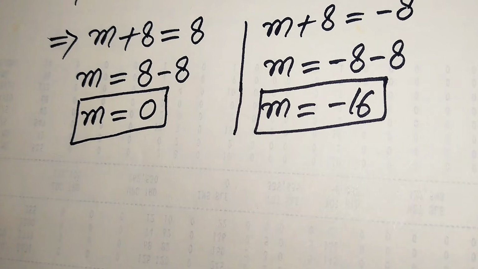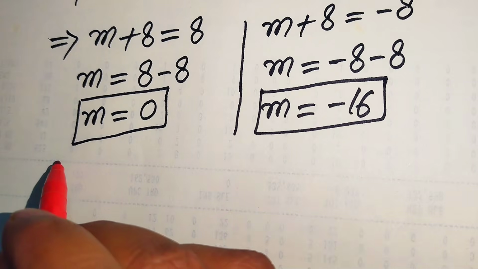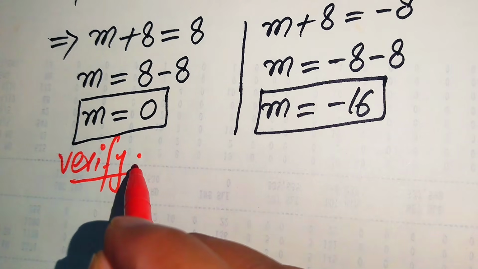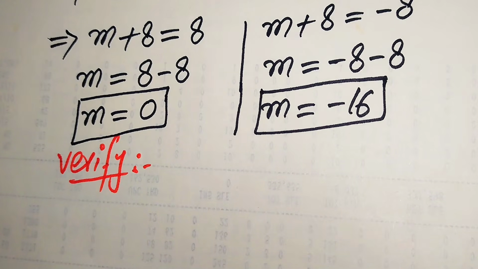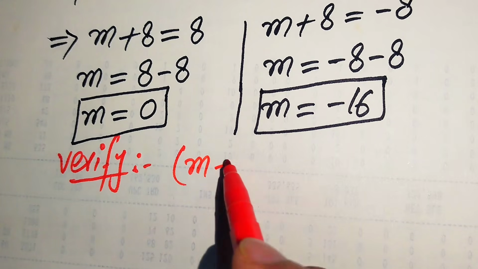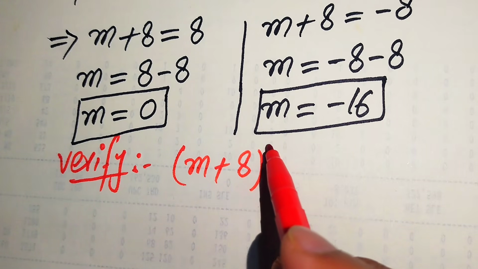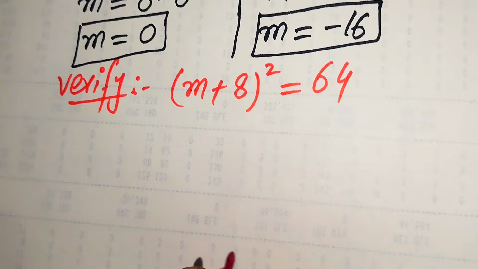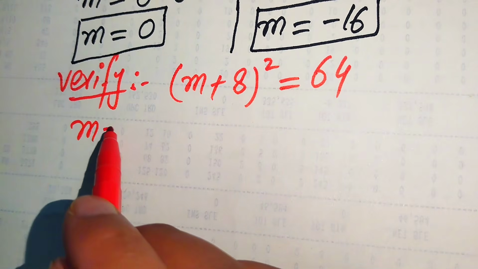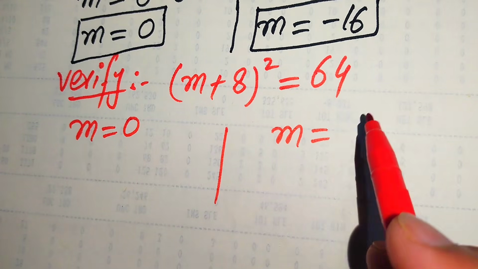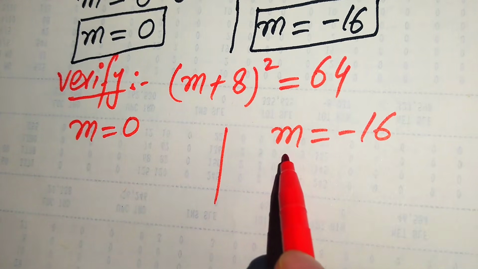And now in the next steps we need to verify whether these roots of the given equation are solutions, or whether these roots are extraneous roots. For verification of these roots, we need to substitute both of these values into the given equation. Now we copy down the given equation: (m + 8)² equals 64. On this side we will verify m equals 0, and on this side we will verify m equals minus 16.